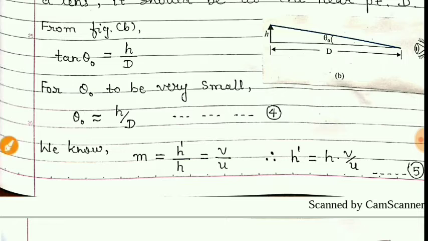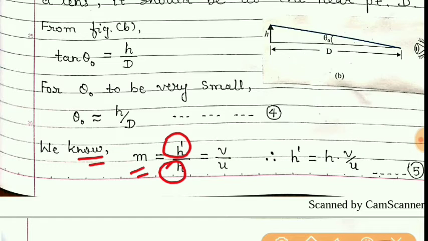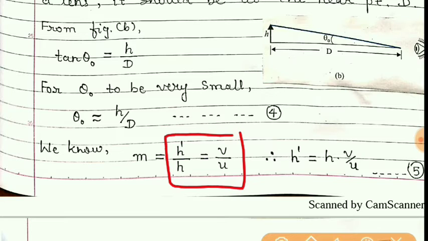Now we know that according to definition, magnification m is equal to image height upon object height. Also it is equal to v by u, and therefore from this, if you make h dash the subject, then h dash will be equal to h into v by u. Let us give this equation number 5.